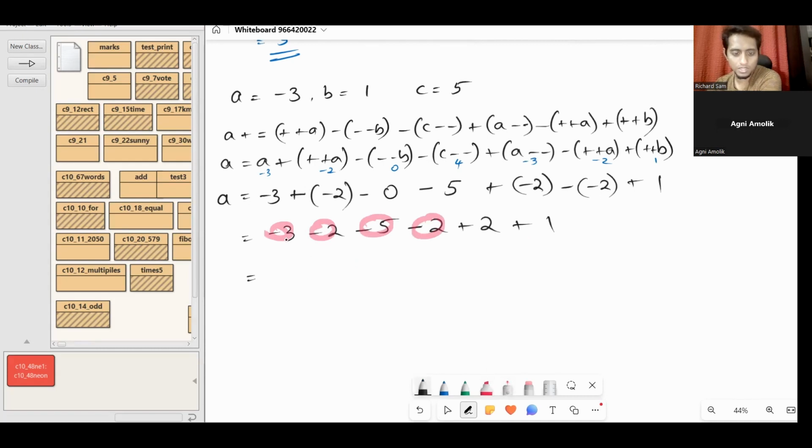Add all the negatives. So that's 3 plus 2 plus 5 plus 2. 3 plus 2, 5. 5 plus 5, 10. 10 plus 2, 12. So all the negatives become 12. Then all the positives. Plus 2 plus 3 is plus 3. Plus 2 plus 1 is plus 3. So minus 12 plus 3 is minus 9. Who got minus 9? No one got minus 9. Now you got it. Sir, I got. You got minus 9. Okay. This is how you do it. Is it clear?